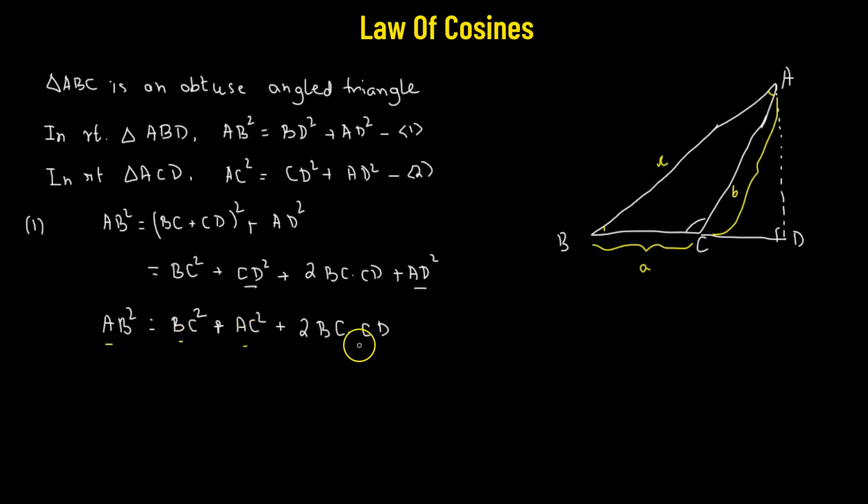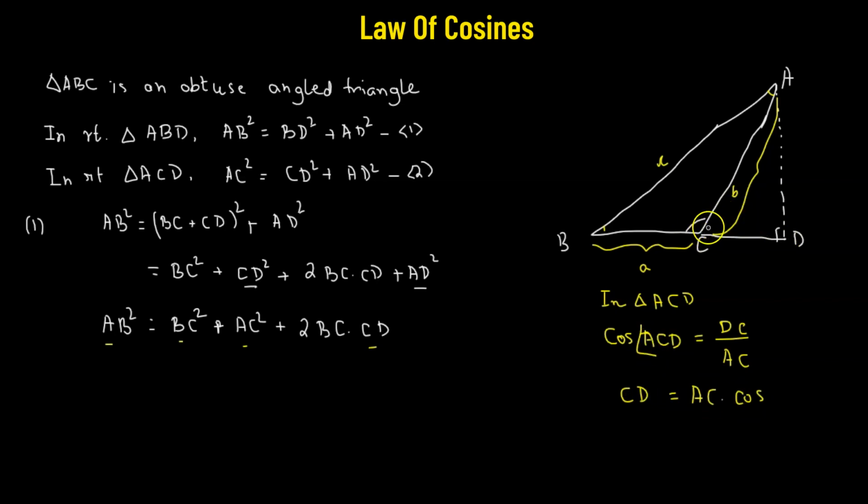Now we'll have to take care of CD. To find the value of CD, we'll consider the triangle ACD. In triangle ACD, we'll have to take the cosine of angle C, that means actually this angle ACD. So that's the cosine of angle ACD. This will be defined as the ratio of the base, which is DC, over the hypotenuse, which is AC. So that means CD will be equal to AC times cosine of angle ACD.